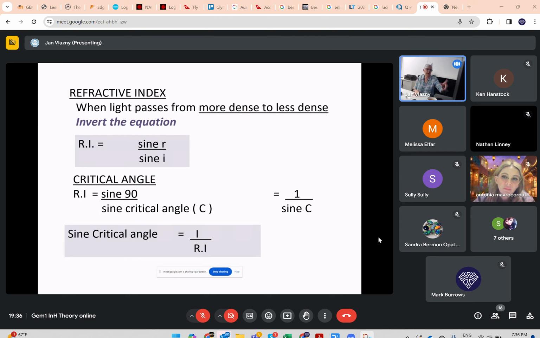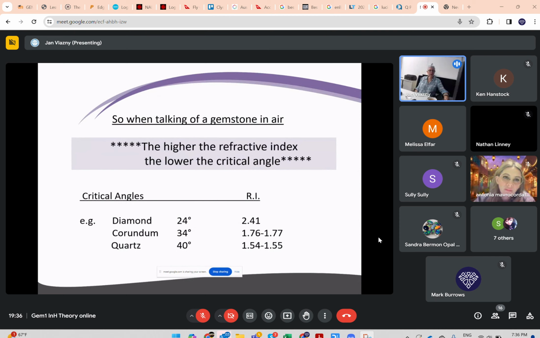So we did that, and that's just to work out your critical angle. So we've just manipulated your basic formula for that one. And we said that's always a half-mark question that's in there. If you remember diamond and quartz, they're really good. 24 and nearly double, like 40.